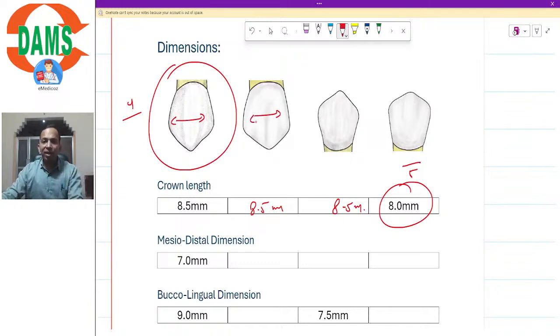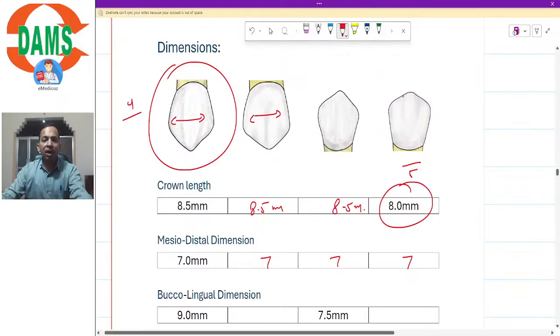As far as the mesiodistal dimension is concerned, all the premolars have the same dimension, 7 millimeters. Yet the mandibular second premolar might be marginally broader as compared to the other premolars, since it has 2 lingual cusps, right? So it might be slightly broader as compared to the other premolars.